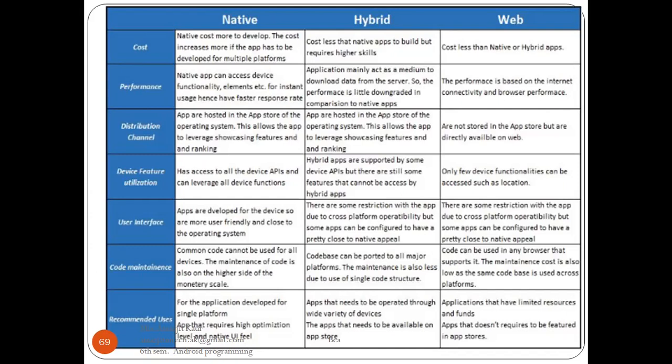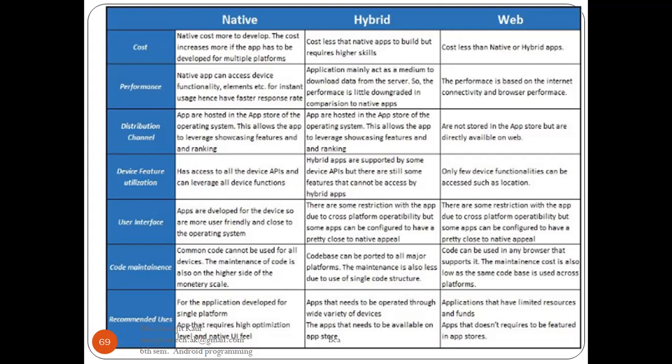Distribution channel: native apps are hosted in the App Store of the operating system. This allows the app to leverage showcasing features and ranking. In the hybrid, apps are also hosted in the App Store of the operating system. This allows the app to leverage showcasing the features and ranking. And web apps are not stored in the App Store but are directly available on the web.